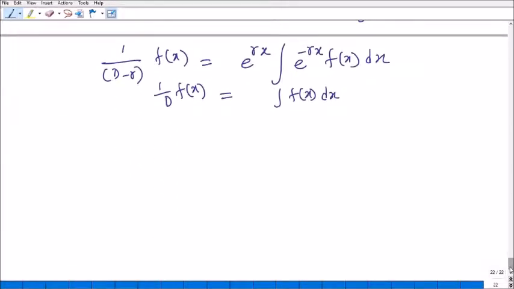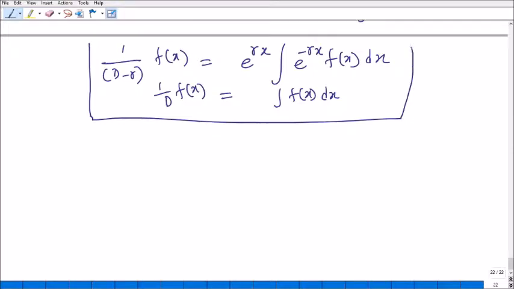So this is the expression. This formula is needed for calculating the yp of a non-homogeneous differential equation.